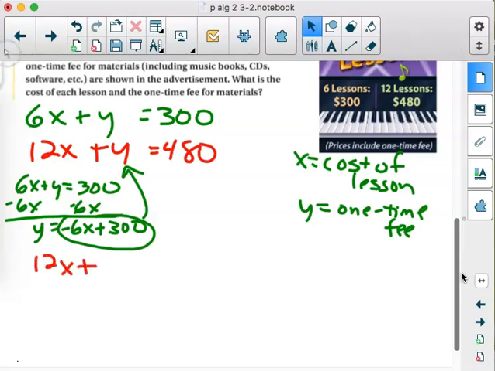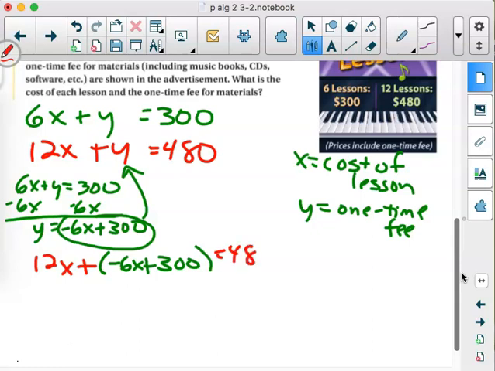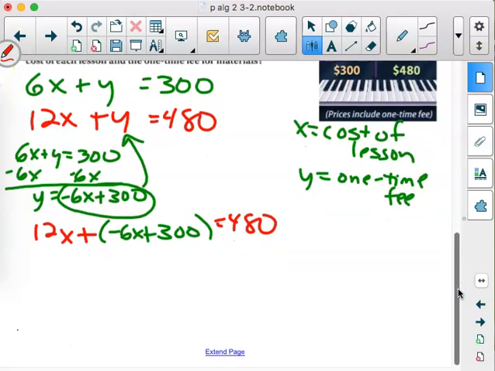12x plus the quantity negative 6x plus 300 equals 480. And this one you actually wouldn't need a calculator for. At least last night when I was doing it, I thought, we won't need a calculator for this one, because my parentheses there aren't really doing anything but being a placeholder. So 12x plus negative 6x is 6x plus 300 equals 480. Find X for me, please.